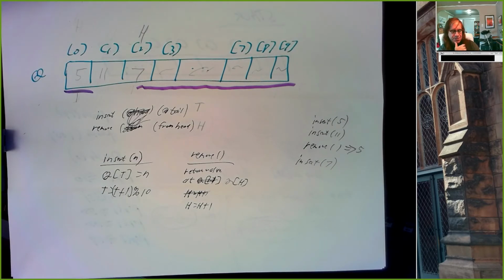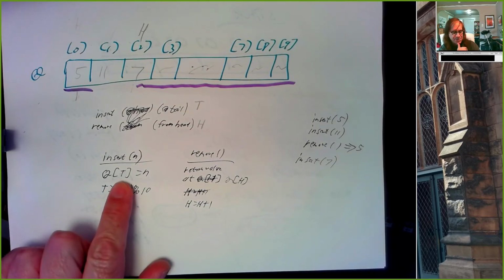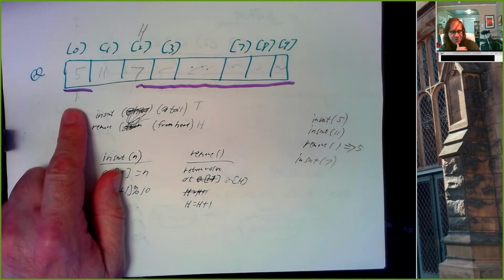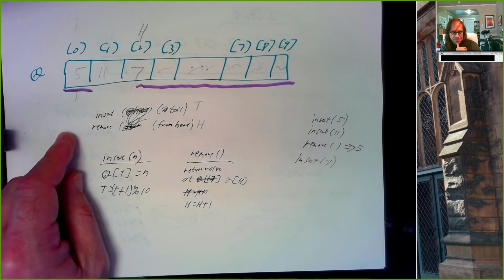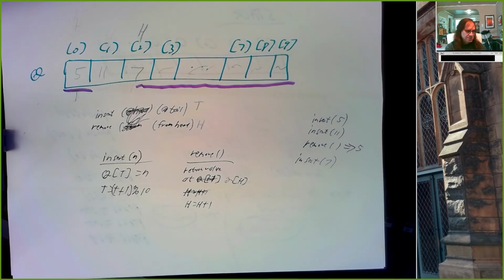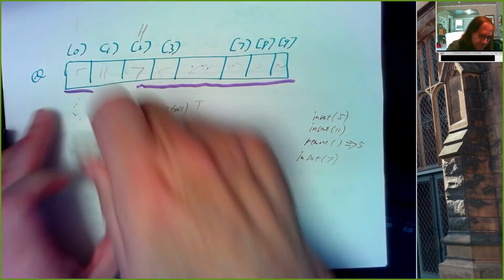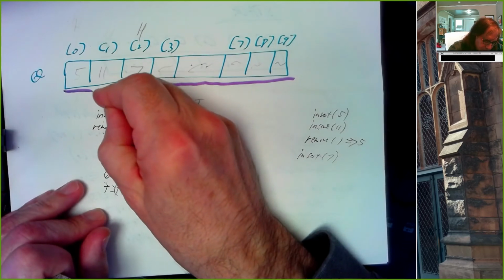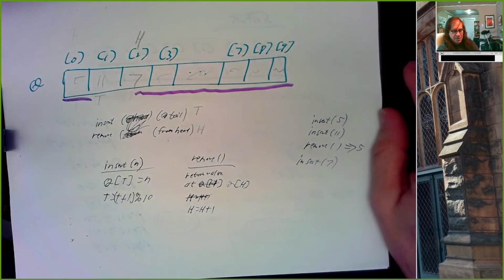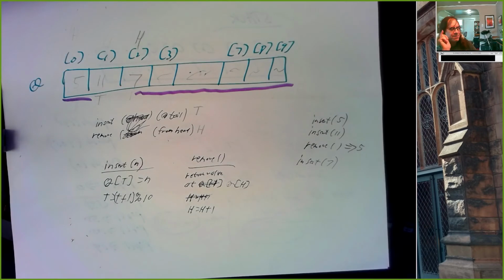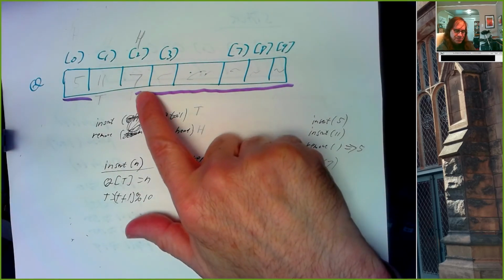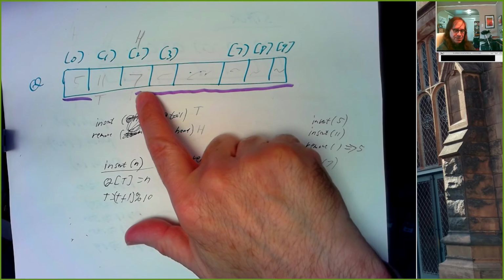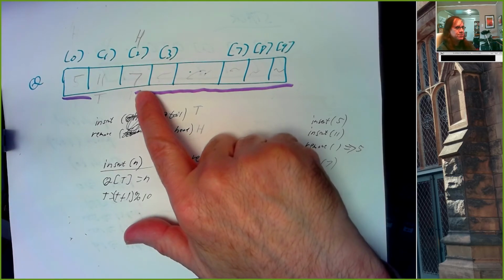Now, if I insert another element, I'm going to insert at the tail. The tail is right here at the 5. I inserted at the 5, but I didn't move it. So the tail is right here. All right, if I were to insert one more thing at this point, I would store it right here. My tail would increment to this spot right here. And at that point, my queue is full.